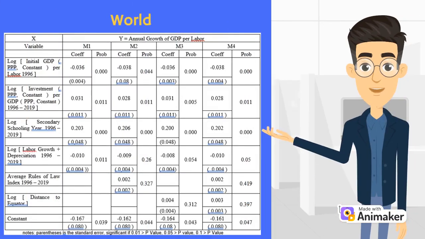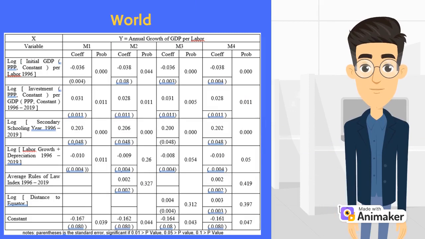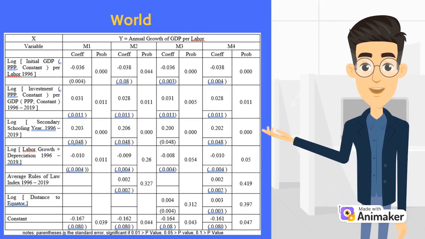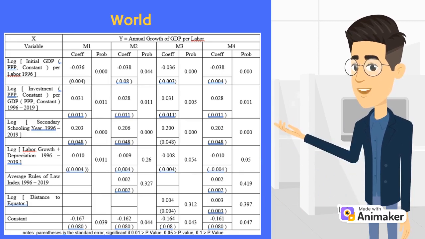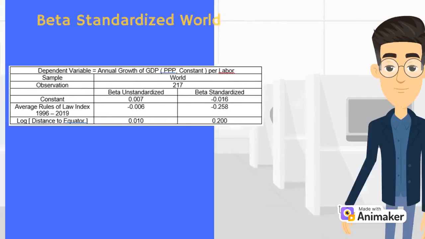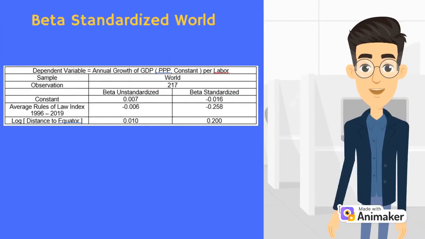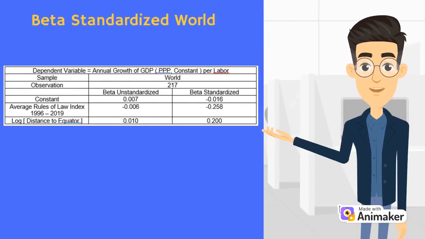By analyzing all models from Model 1 to Model 4, the research shows that the variable rule of law has a positive insignificant relationship with economic growth. In this case, it means that if the rule of law in a country increases, the value of economic growth will increase. The regression results for the distance to equator variable also show a positive insignificant relationship with economic growth. Then, the supporting variables such as initial GDP, investment, school, and depreciation remain consistent. Institution and geography will be compared using standardized beta to see which of the two variables has the greatest effect.